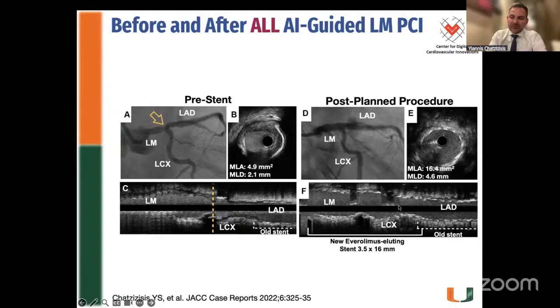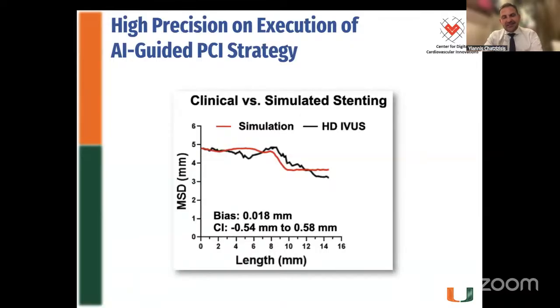You see here also on the long view. And this is also very exciting to see the precision of the AI-guided PCI compared to reality. Here is the MSD across the length of the stent. Black is the actual achieved diameter of the implanted stent by IVUS, and red is what the simulation and the AI predicted. And you see here a very high agreement between the prediction, the AI-based simulation, and the actual reality, which means that in reality, we were able to faithfully execute the predicted plan.